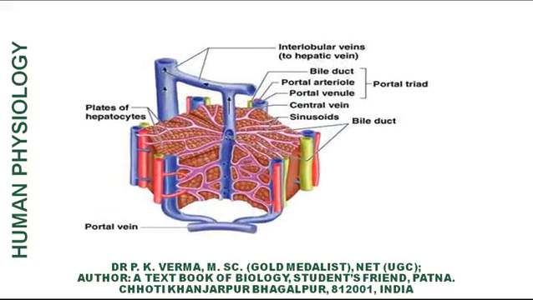This is the arrangement of one particular lobule. Here in this diagram, 6 corners have been shown, and in each corner, the red color represents the hepatic artery, blue color represents the hepatic portal vein, and green color represents the bile duct. So these 3 ducts together form the portal triad or hepatic triad.